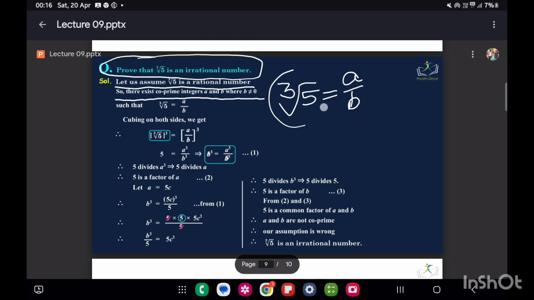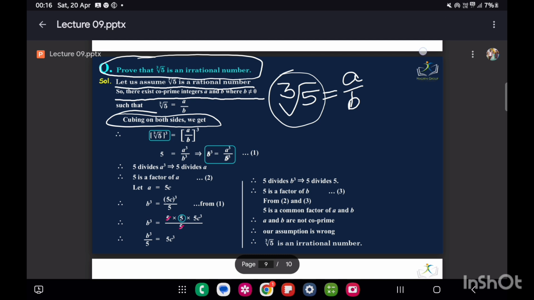Here the cube root is already there. Till now we have studied square roots. So since the cube root is there, we have to cube. Earlier we said squaring on both sides; now we have to do cubing on both sides. This is the next step.